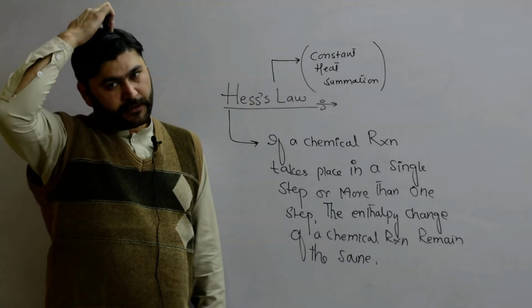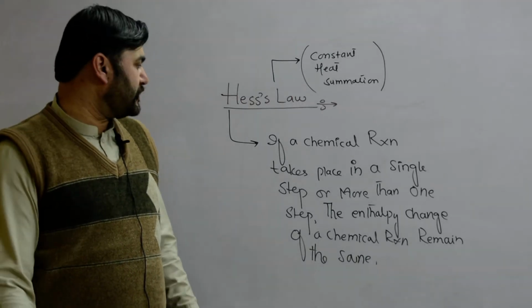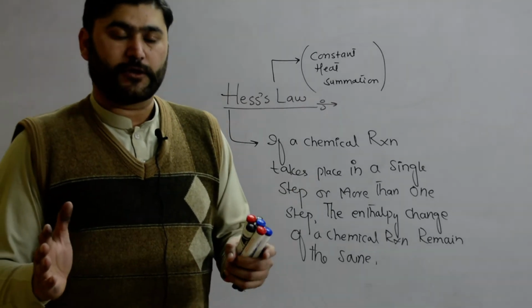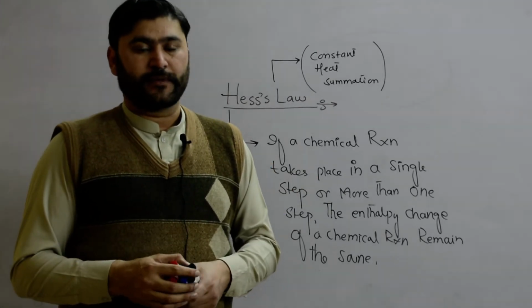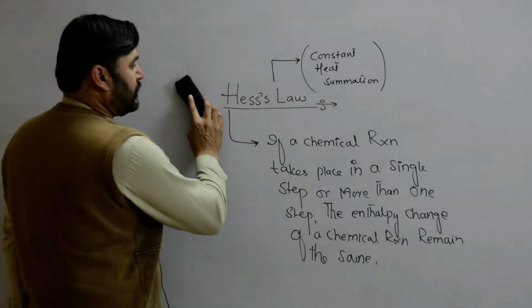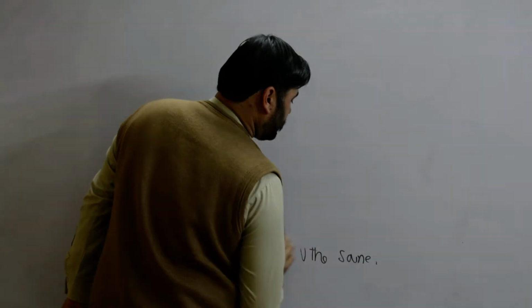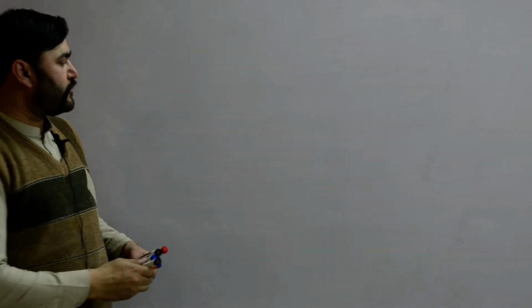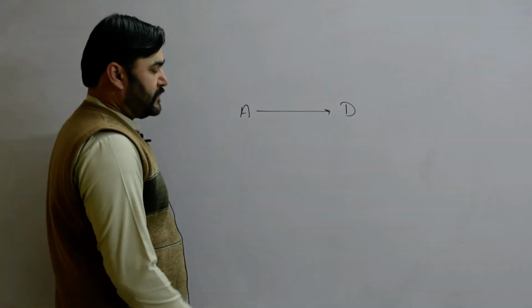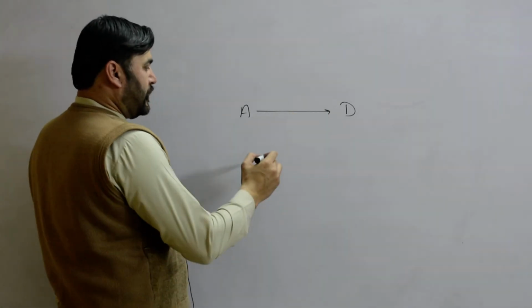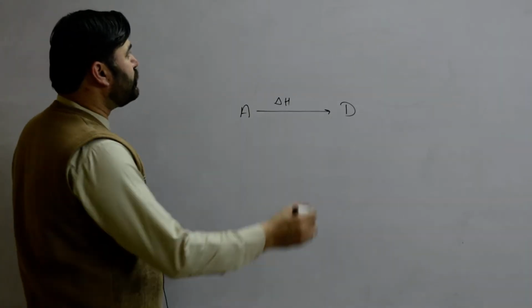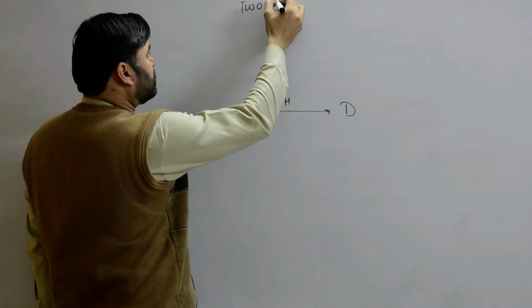Whenever a reaction takes place in a single step or more than one step, the total energy or total enthalpy of the reaction remains the same. It means, suppose you are going to perform a reaction. Let's start with a good example. Suppose this is A and this is D. This is the reactant and this is the product, and you are going to perform this reaction directly. So there are two methods. There are only two methods.